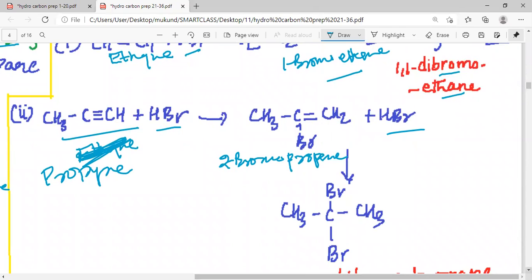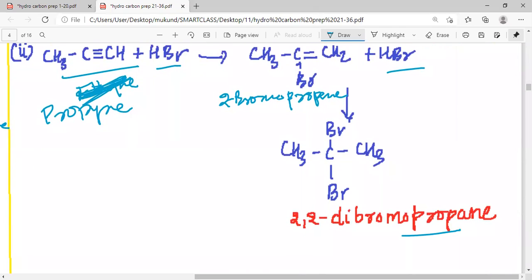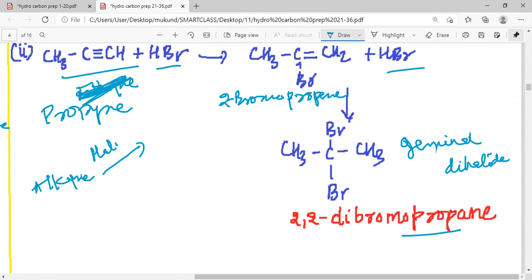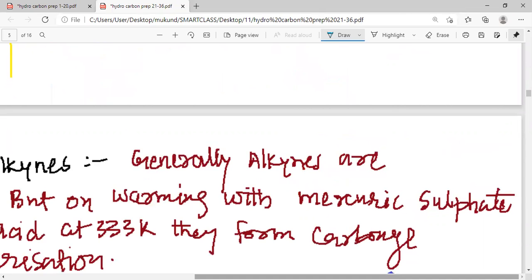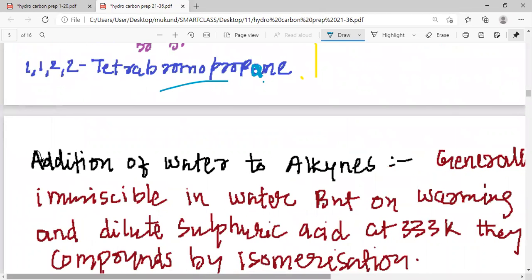the HBr, we get 2,2-dibromopropane, which is again the geminal dihalide. So please remember, my dear students, that if you have alkyne and if you add halogen, you will get vicinal product, and if you add HX, that is hydrogen halide, you will get geminal product. Please remember this. It is going to be a very important point for the exam concern.